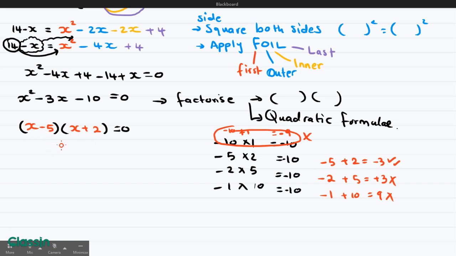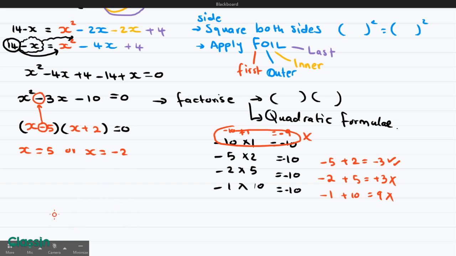Now from there, in simple terms, once we get to the factors of 10, which are 5 and 2, the bigger number takes the sign of the middle term. The middle term has got the sign of negative. The bigger number between 5 and 2 must also be negative. Hence, we say the bigger number takes the sign of the middle term. So in simple terms, you've got x equals 5 or x equals minus 2.